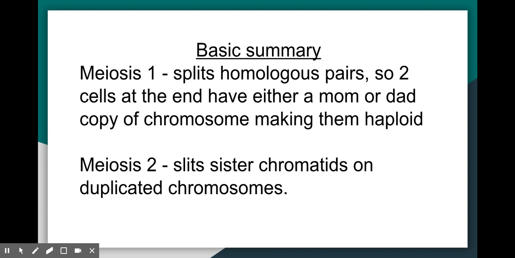They just have one. But my chromosomes at the end of meiosis 1 are still duplicated. They're still those X shapes. So that's why we have a second round of division where we split your sister chromatids. So you separate those X shapes and you're going to put one unduplicated chromosome into each of the 4 cells you make at the end. So I end up with 4 haploid cells at the end of meiosis.